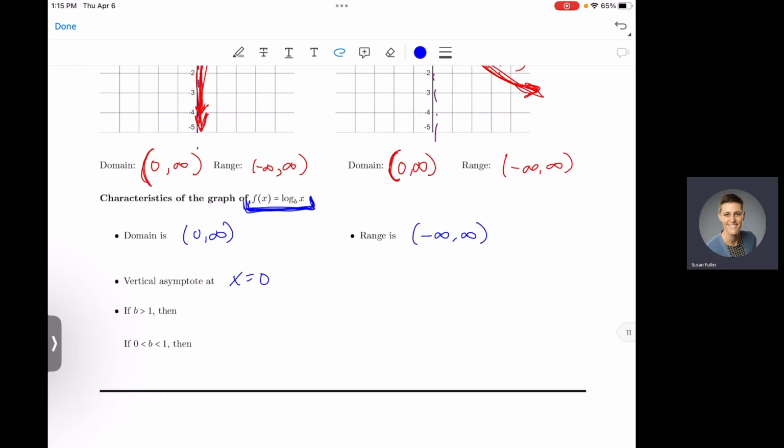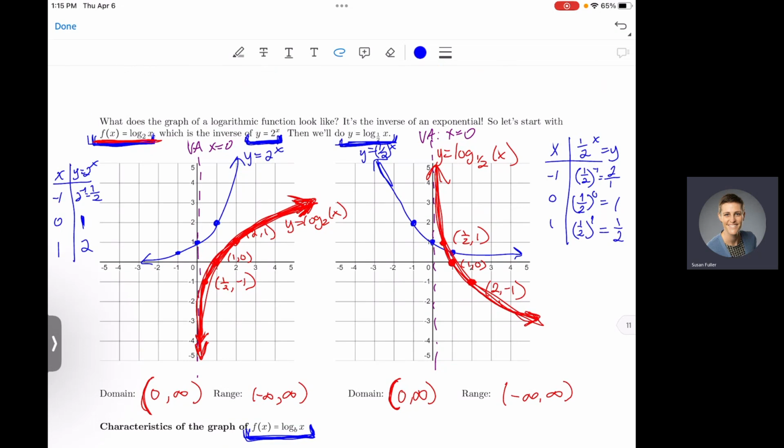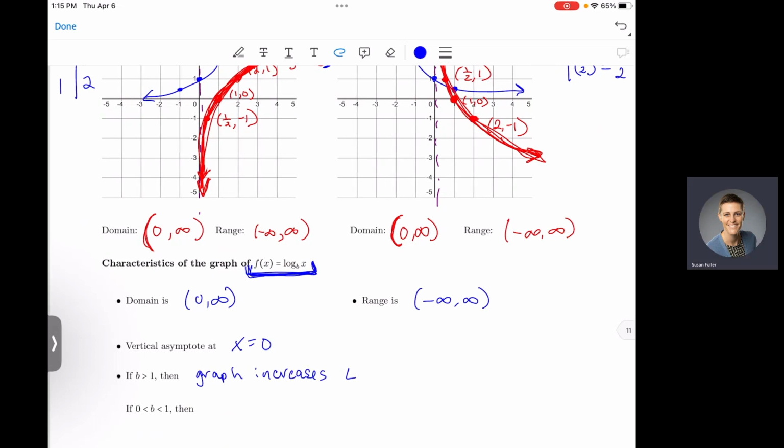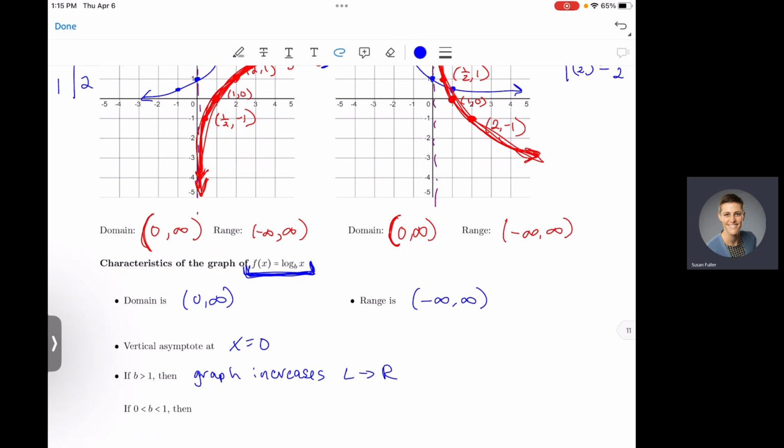And if your b value is greater than 1, like it was over here, log base 2 of x, we are increasing left to right. The graph increases from left to right. There's no name for this one with exponentials. We call that exponential growth. We don't have logarithmic growth and logarithmic decay. That's not really a thing. These don't have names the way that exponentials did.